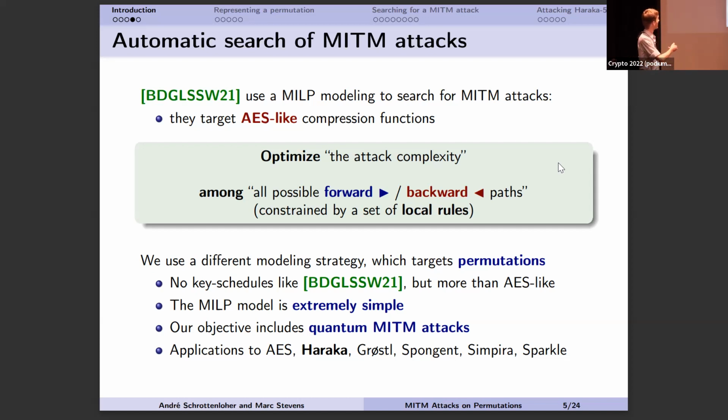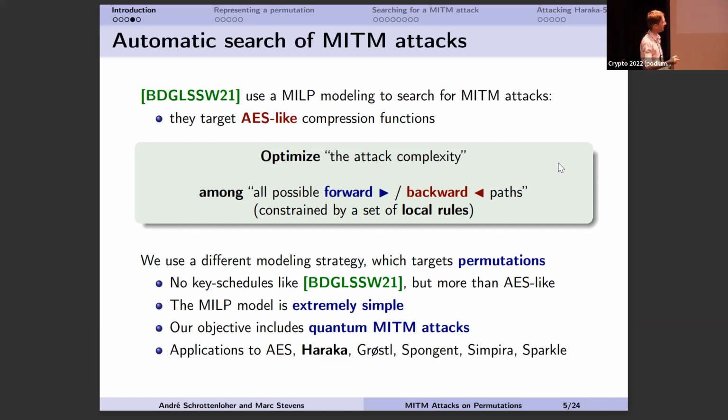The idea is simply that you have a description of all possible forward and backward paths, which completely define the attack. And now you try to find the best attack among all these possibilities. In this paper, the possible backward and forward paths were defined and constrained by a set of local rules. I'm not going to go into these details because we use a very different approach. Our modeling strategy is specific to permutations, so it's not going to include the key schedules, which was the case in the previous paper.